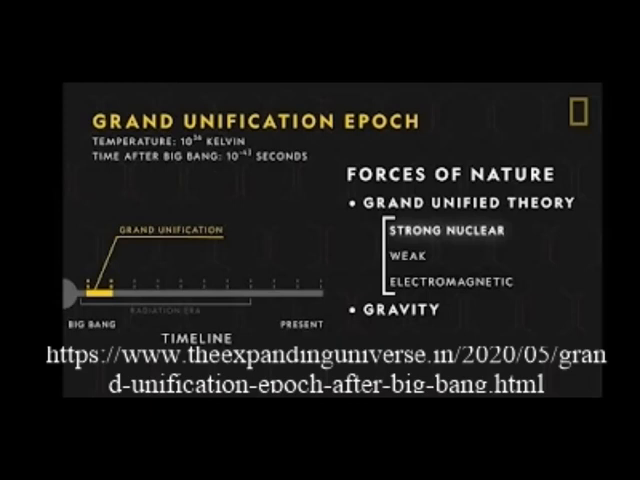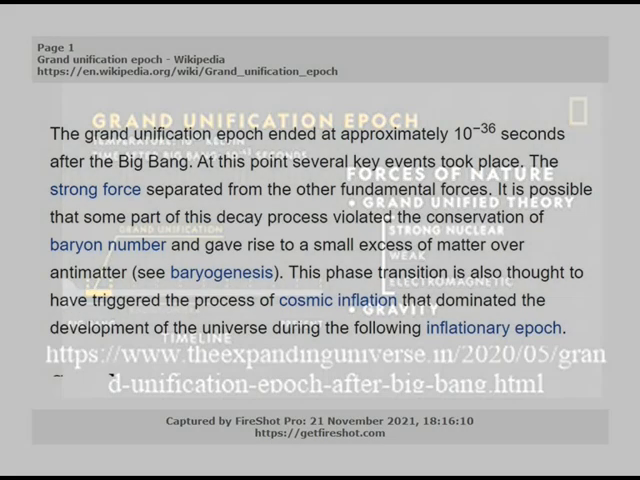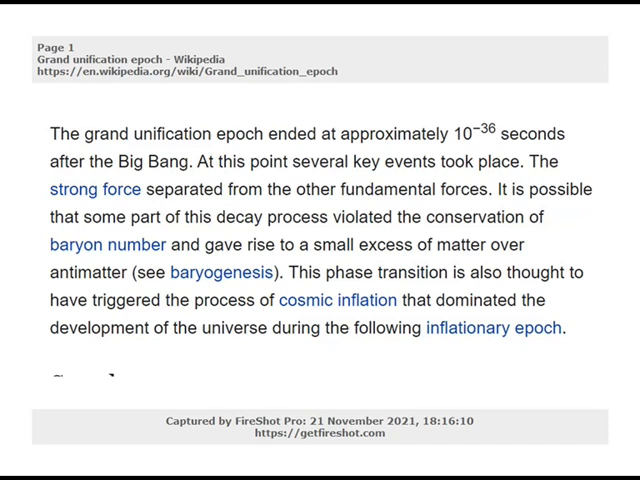The epoch ended with a second phase transition, as the electrostrong interaction in turn separated, and began to manifest as two separate interactions, called the strong and the electroweak interactions. The Grand Unification Epoch ended at approximately 10 to the minus 36 seconds after the Big Bang. At this point several key events took place. The strong force separated from the other fundamental forces. It is possible that some part of this decay process violated the conservation of baryon number and gave rise to a small excess of matter over antimatter.